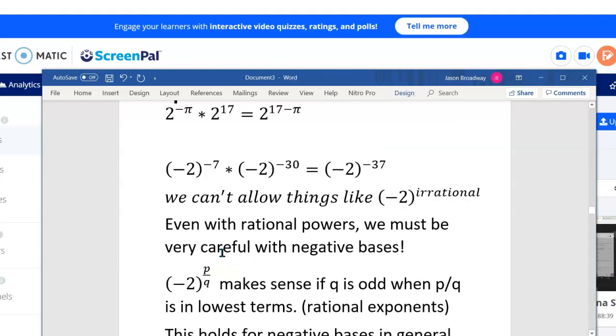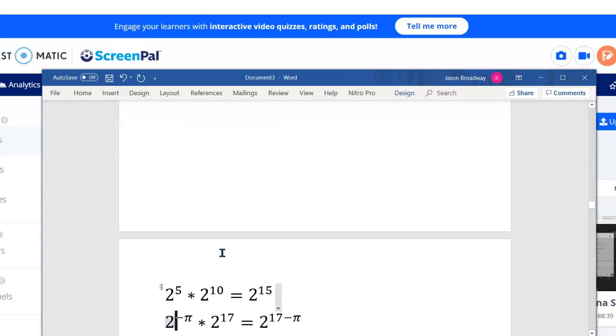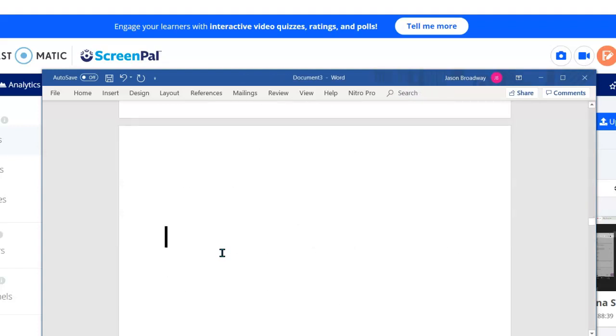Now, for positive 2, we didn't care, right? Positive 2, the sky's the limit. We can use irrational, right? For positive 2, we could do what we want. We could do 2 to the negative pi, 2 to the pi. For positive, we can do what we want.